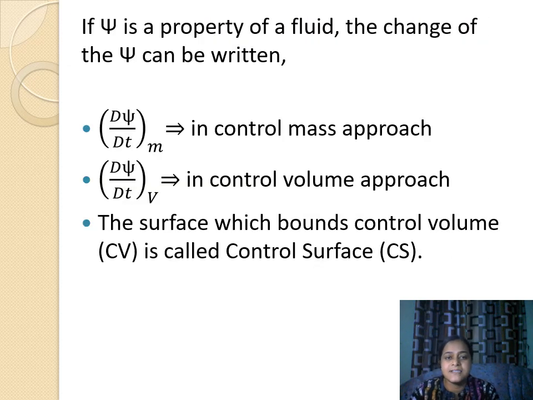If psi is the property of the fluid, the change of psi can be written as d psi by dt for the control mass approach and d psi by dt in the control volume approach. The surface which bounds the control volume CV is called the control surface CS.